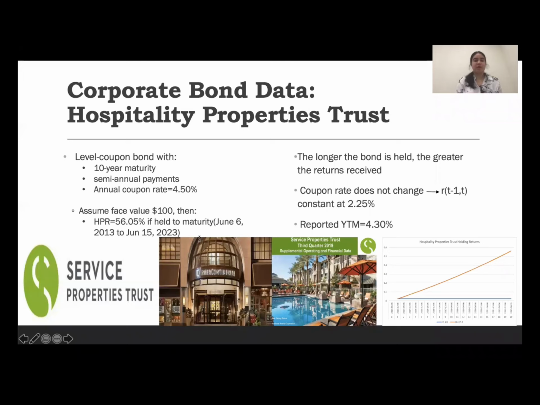Similarly, the corporate bond for Hospitality Properties Trust is also a level coupon bond with a 10-year maturity and semi-annual payments. The coupon rate for this bond is 4.5%, and the holding period return, assuming that it is held till maturity and was traded at par, is 56.05%. The bond also generates greater returns the longer it is held, and it has a constant coupon rate, so the holding period return from one period to the next is constant at 2.25%. The reported yield to maturity is 4.3%, and the yield we calculated is 4.19%.